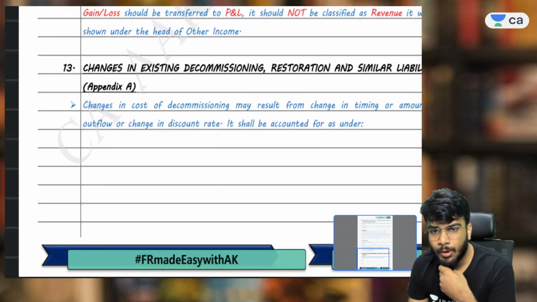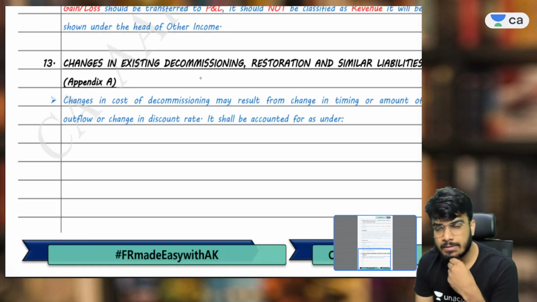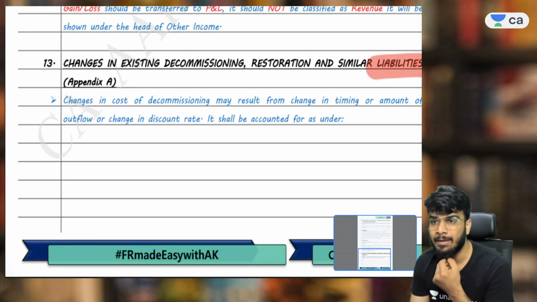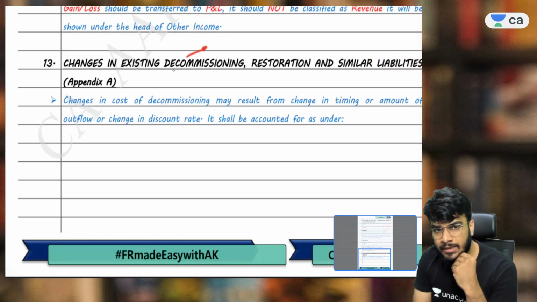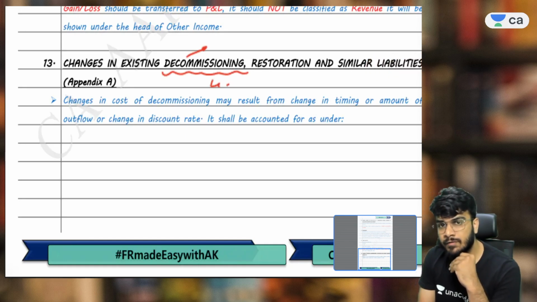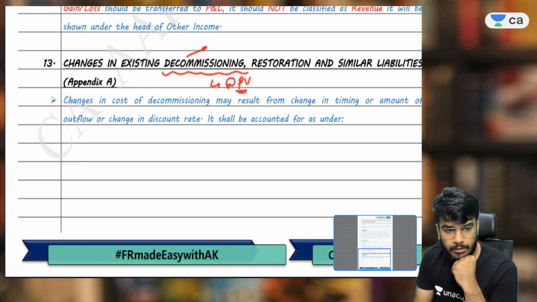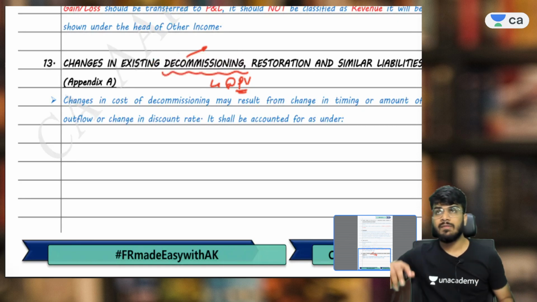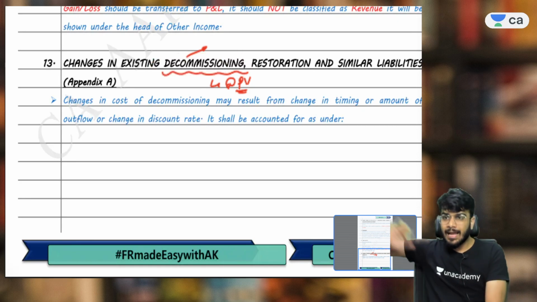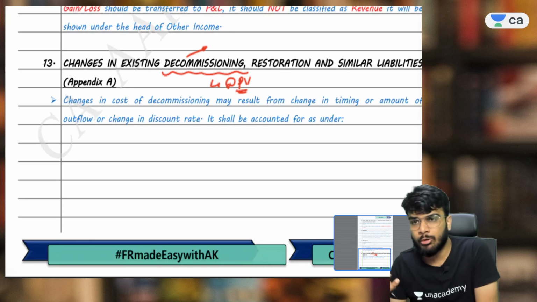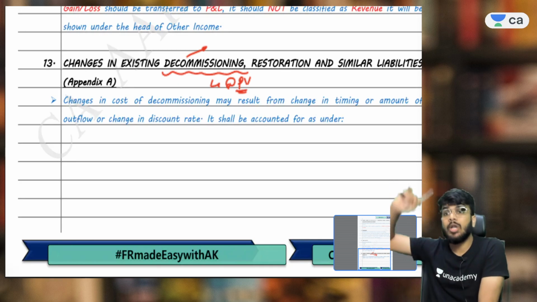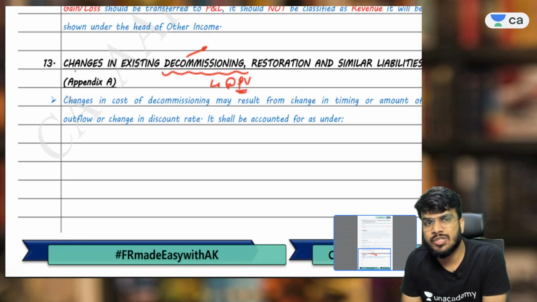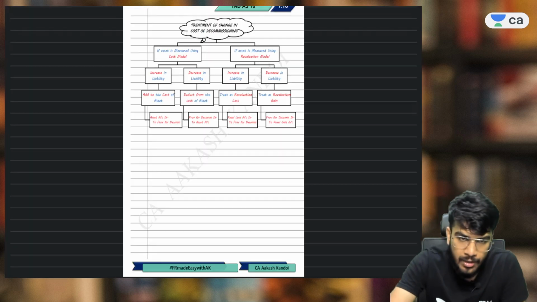The next important point which you need to remember is if there is any change in the estimate of decommissioning, restoration or similar liabilities. We just discussed that there can be a decommissioning liability which we will record at present value, right? So let's say there is a change in the estimate of decommissioning. Let's say we thought we would have to incur 10 lakhs at the end of 10 years. Now, after 2 years, we came to know that we have to incur 12 lakhs at the end of the 10th year, right? So how will such a change in the decommissioning be accounted for?